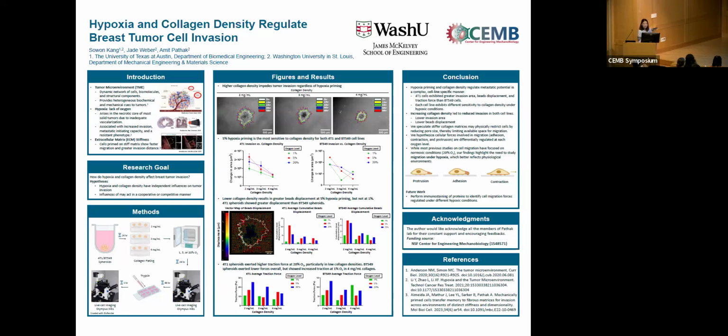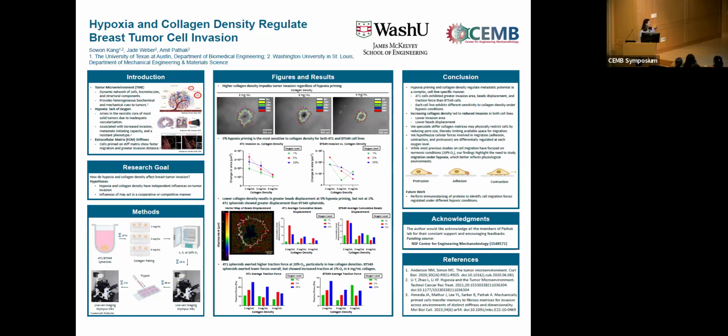We also hypothesized that another thing we found was that each cell line exhibits different sensitivity to collagen density under hypoxic conditions. This could be due to the interplay between cell migration forces. I was talking earlier that there are 3 different types of cell migration forces: protrusion, adhesion, and contraction. The balance of these forces may act differently at different oxygen levels. Something might be activated or deactivated at 5% hypoxia at 2 mg per mil, which could be why this phenomenon that we observe is occurring at this level.